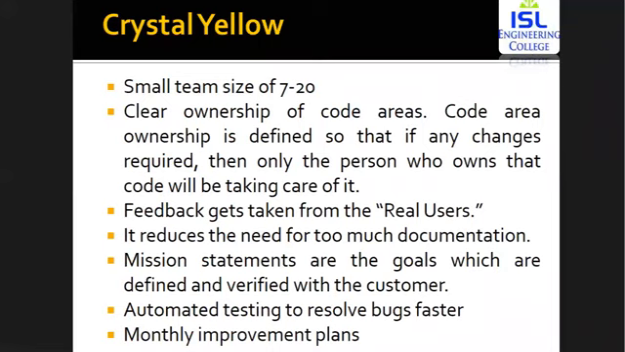The next Crystal methodology is Crystal Yellow. Now in here you're going to have a team size of 7 to 20 members. In here, there is clear ownership of code areas. That is, when you've got a particular project that has different parts within the software that has to be developed, these different code areas have different ownership.